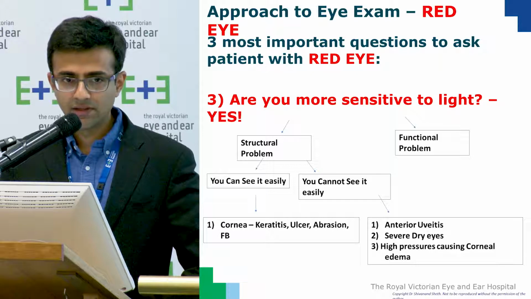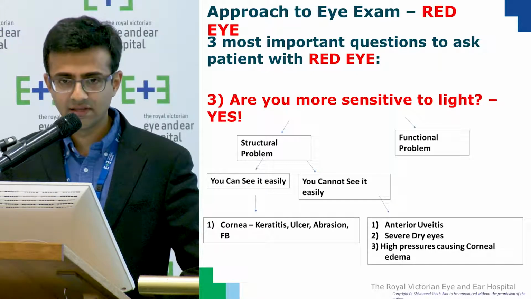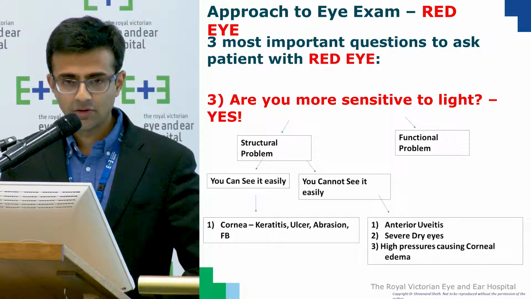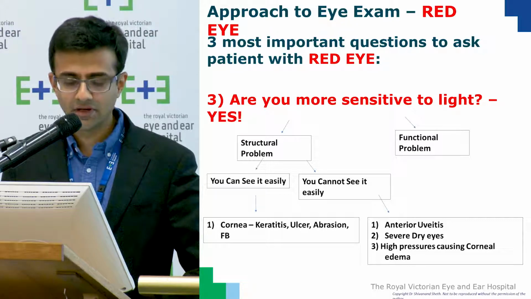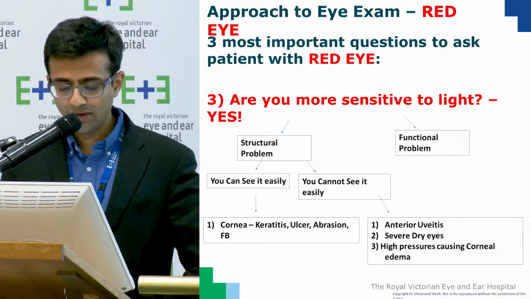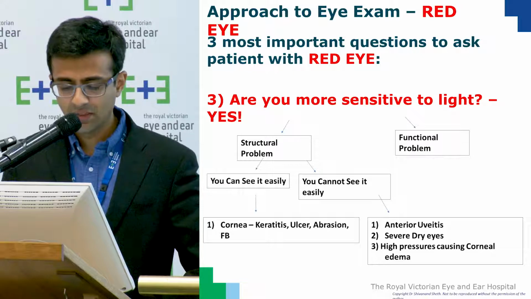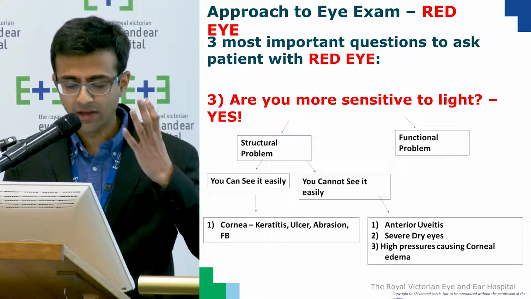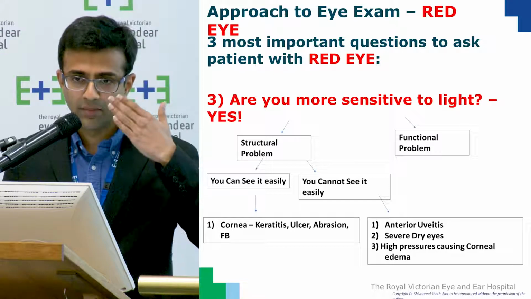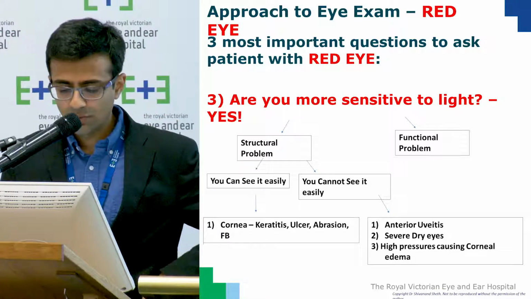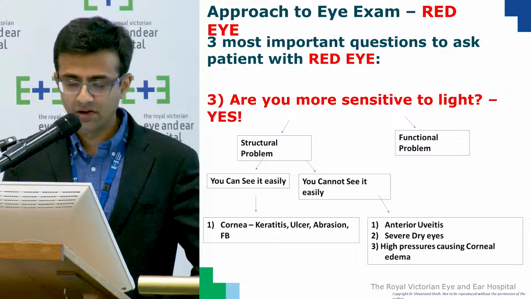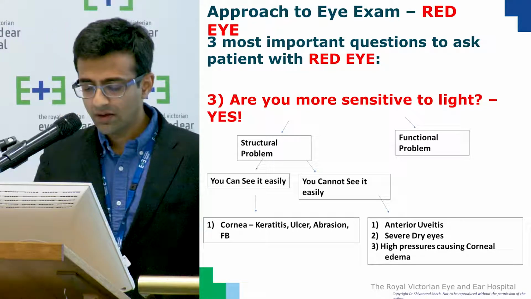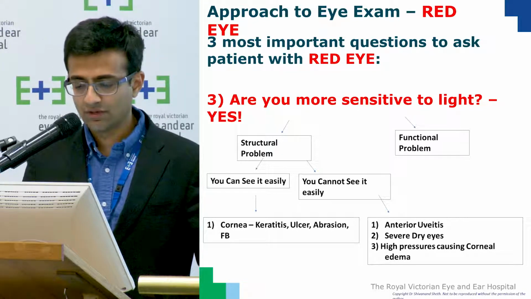And then there are causes you cannot see easily. The other thing that can cause light sensitivity is anterior uveitis. That's another common presentation with photophobia, but you may not be able to see it. They could have really bad dry eyes, where the tear film is breaking up and the corneal epithelium gets exposed to the environment, so they can be really light sensitive. And really high pressures can also cause light sensitivity because under high pressure the cornea can swell up.